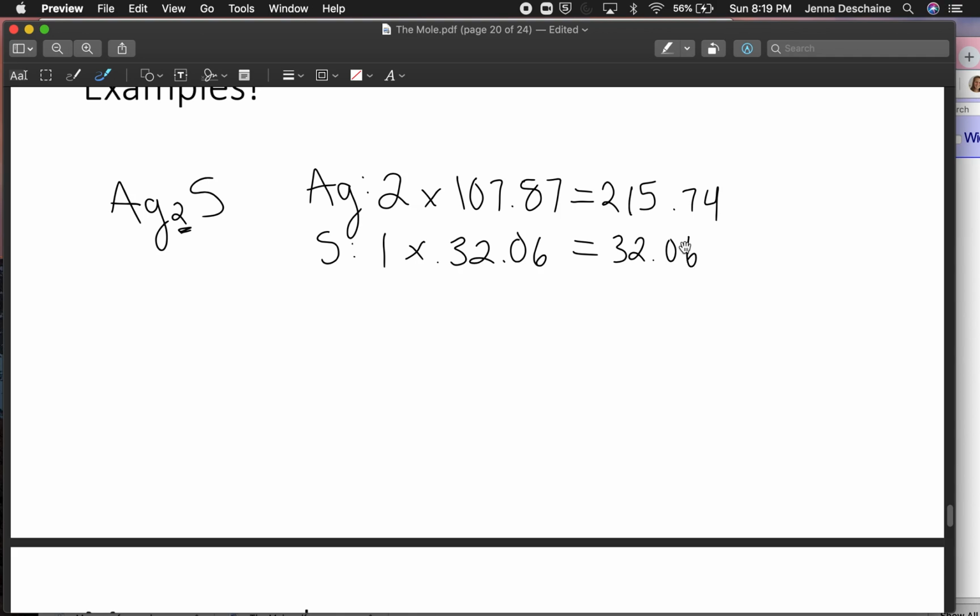Just like that, okay? So now I kind of have the parts of the whole, all right? So there's a part right here, and there's a part right here, okay? Part of this compound is made up of silver, part of this compound is made up of sulfur, okay? But I also need to find the total mass of this compound, okay? So I have my parts, but I need to find out what the whole is. So I'm gonna add these together to find the total mass, kind of like what you did for molar mass and formula mass last week. This is gonna be the same exact thing. You're just gonna add them together, all right? So 215.74 plus 32.06 equals 247.8.